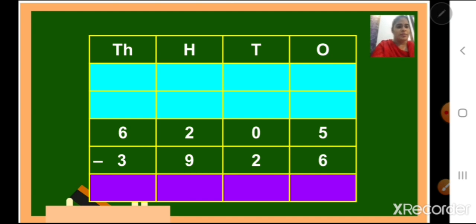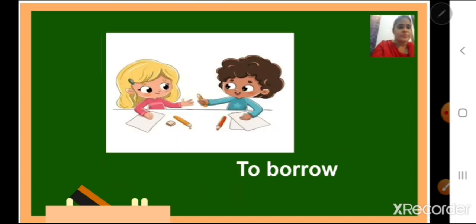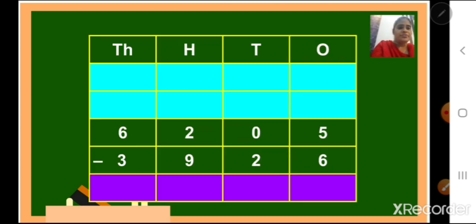Children, do you remember in your school when you don't have your pencil, what do you do? You take from your friends, right? When you take from your friend, when your friend gives you something, it is known as to borrow. So like that, we are going to borrow from our friend. Now here who is our friend? Tens place, hundreds place, other places.